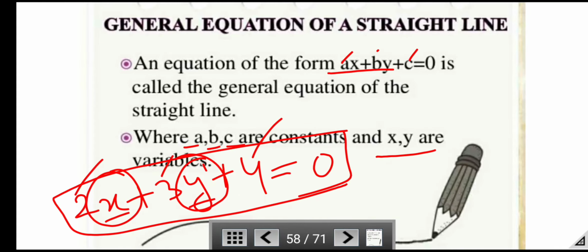Sometimes an MCQ from this topic is asked: what is the degree of the equation of a straight line? Then the answer is linear.